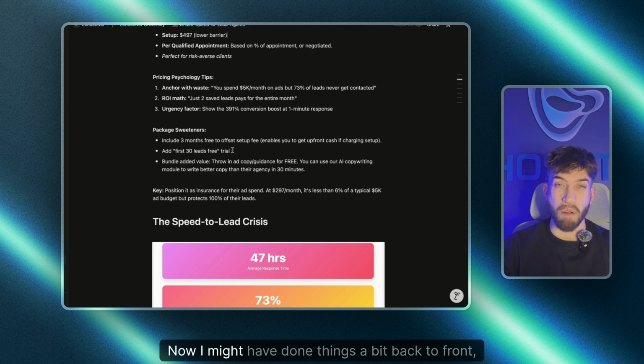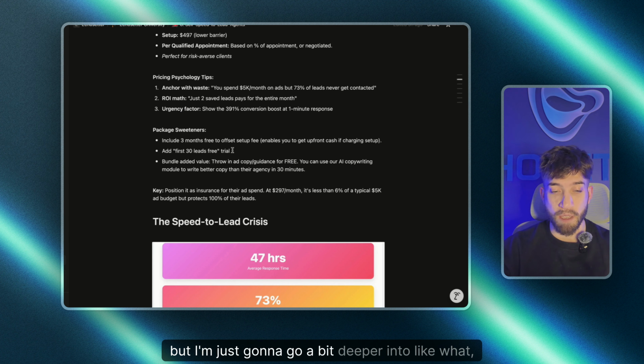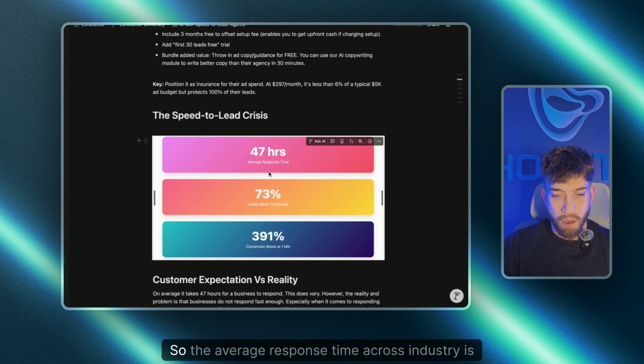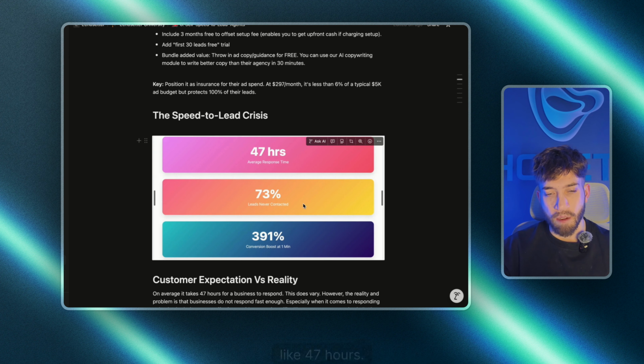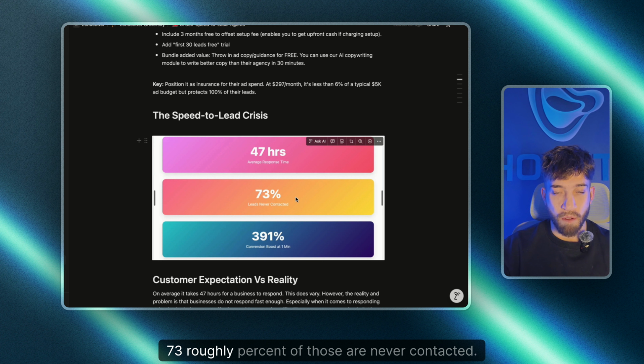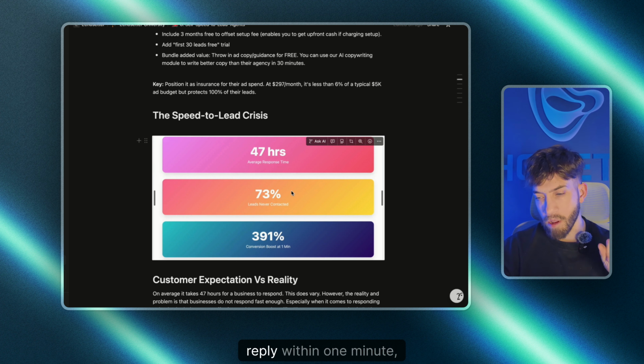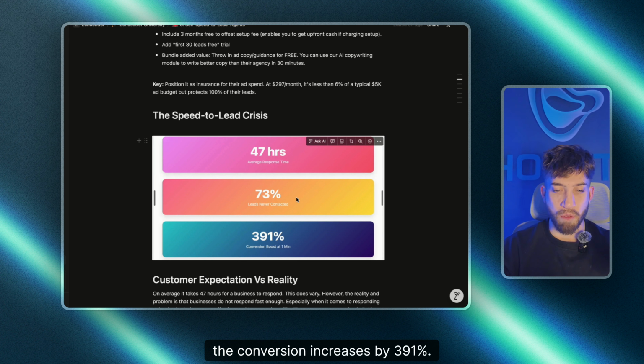Now, I might have done things a bit back to front, but I'm going to go a bit deeper into the actual value in numbers behind speed to lead. The average response time across the industry is like 47 hours. Roughly 73 percent of those leads are never contacted. And there's a statistically proven study that if you reply within 1 minute, the conversion increases by 391%.